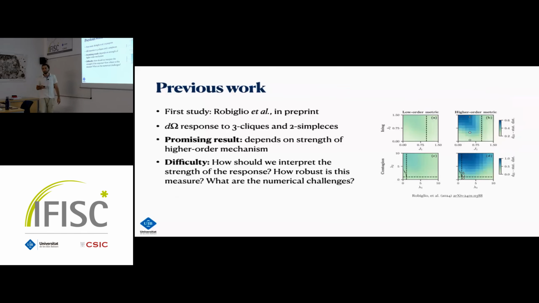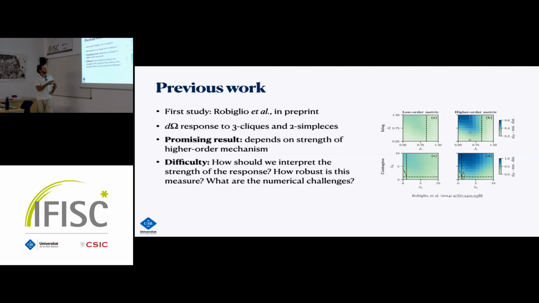And there's already some work that has gone in the direction of using this measure to answer specifically the question of the relationship between higher order mechanisms and behaviors. And in particular, a study that is still in preprint by Gobiglio and colleagues looked at the response of the dynamical O information to 3-cliques, so sets of 3 nodes connected only pairwise, and a 2-simplex, which is sets of 3 nodes that have a higher order mechanism between them. And they showed that the dynamical O information responds differently to 2-simplices, and the strength of this response also depends on the strength of the higher order mechanism.